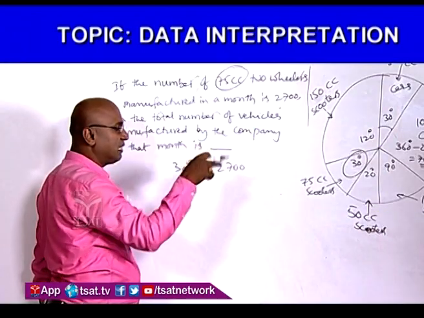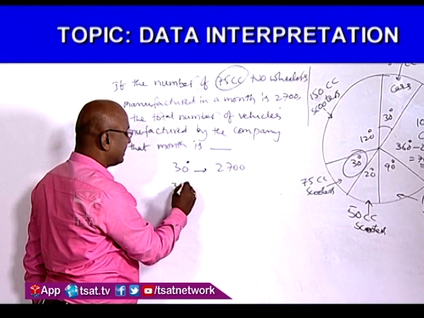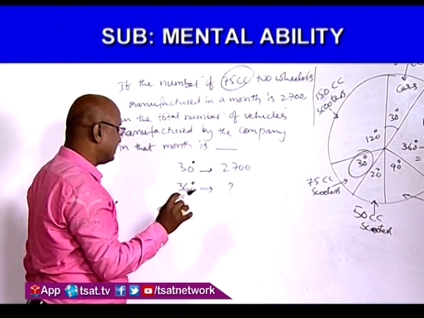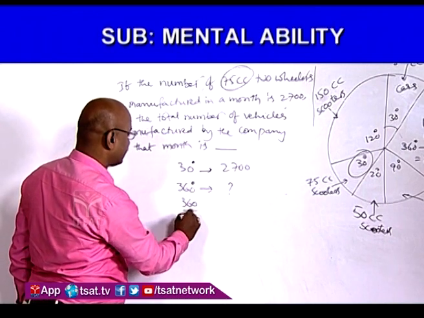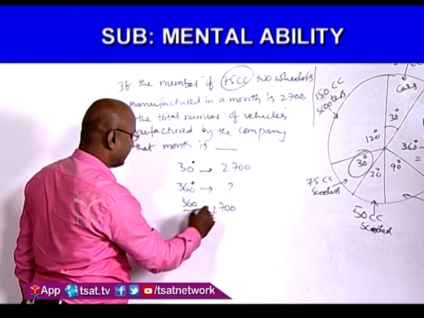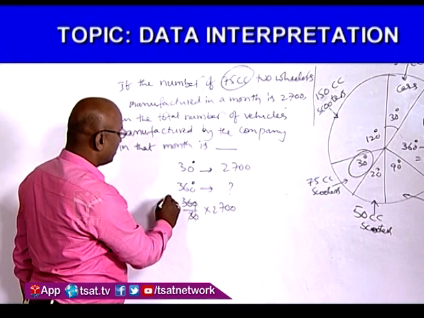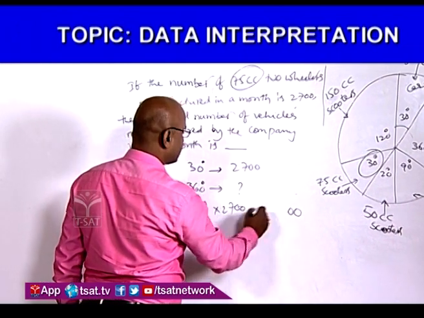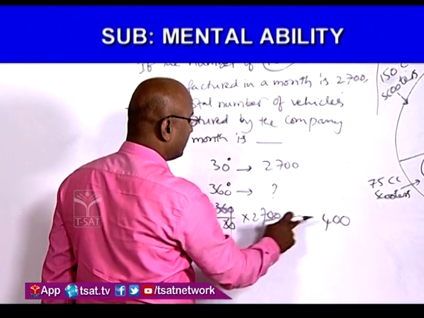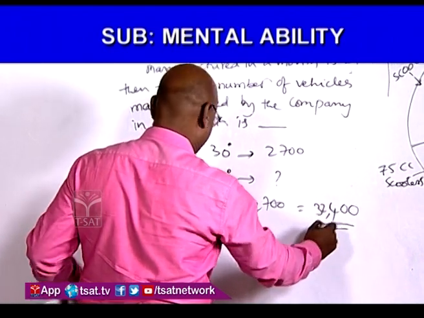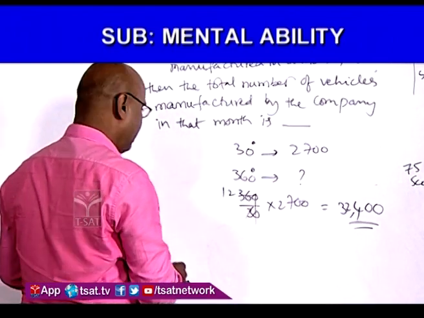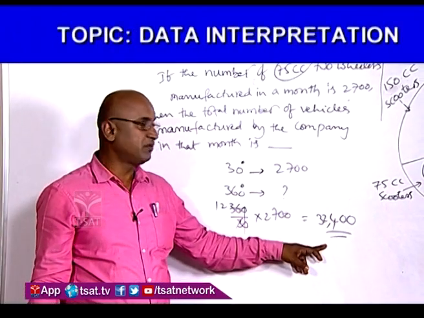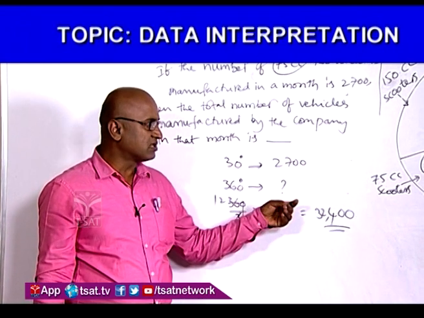That represents the total production. So 360 degrees how much? Correct? If 30 degrees is 2700, then 360 degrees how much? So 360 by 30 into 2700. 0, 0. 3 ones, 3 twos. So 12 into 2700, 0, 0, 12 sevens are 84, 12 twos are 24 plus 8, that is equal to 32. So the value is 32,400. The total number of vehicles produced in the month is 32,400.